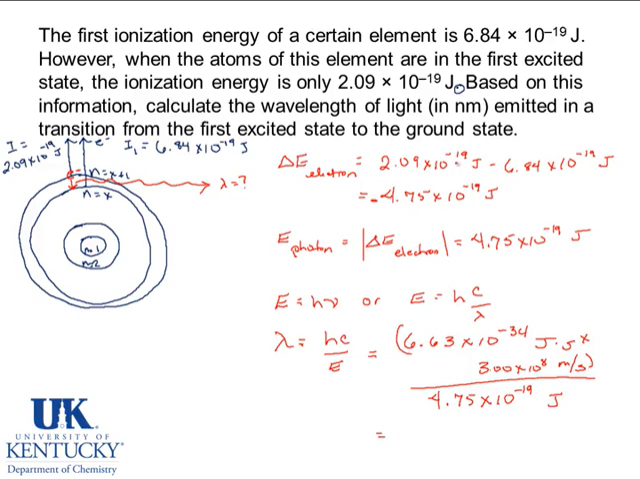And it wants it actually in nanometers, so let's calculate it in meters first. This would be equal to 4.19 times 10 to the minus 7 meters. And then we can convert that to nanometers. How would we do that? We don't want meters, we want nanometers, and a nanometer is 10 to the minus 9th meters, and so this is going to be 419 nanometers.